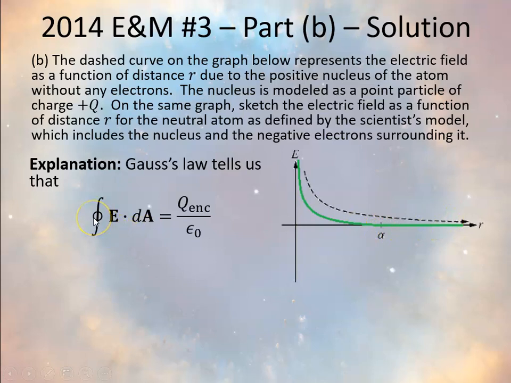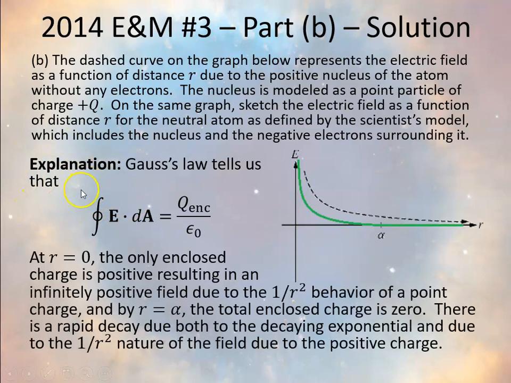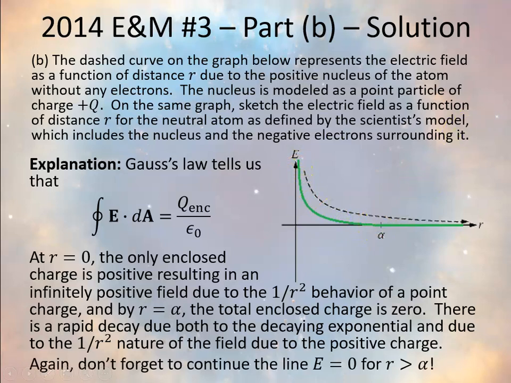So just working out Gauss's law, we recognize that we're going to have an E coming out of here times a 4 pi r squared. But long story short, that still means that once we get to r equals alpha, the E is going to be 0 because the enclosed charge is 0. In terms of the other behavior, we're dealing with a 1 over r squared combined with a decaying exponential here. So that's going to bring us to 0 real fast. And again, don't forget to continue your line at E equals 0 for r greater than alpha.